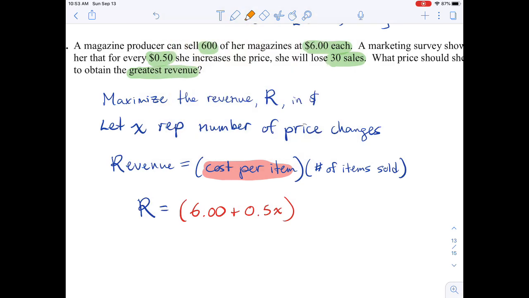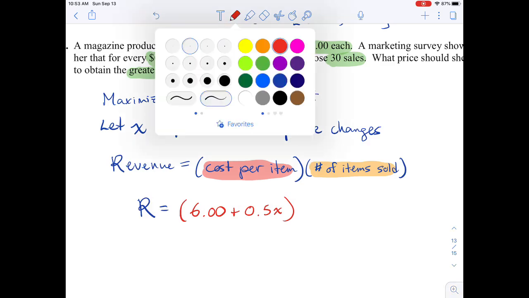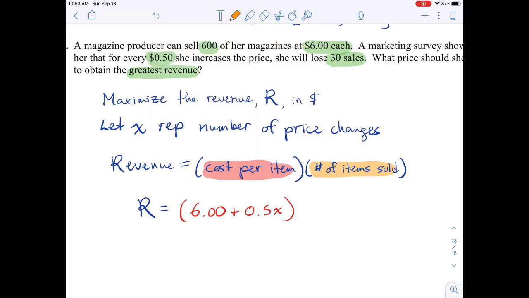Let's try and do a similar technique to come up with number of items sold. Because again, normally number of items sold would be 600. But in our case now, it's going to be 600, but it's going down by 30 every time X goes up by 1, every time we change the price once. So we go down by 30 people for every X that increases by 1. So that's a way that we can write that.